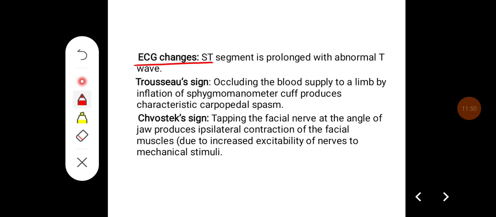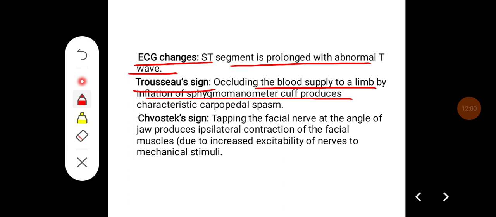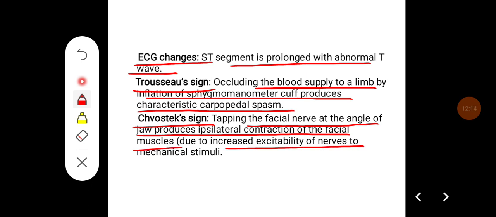There will be ECG changes like the ST segment is prolonged with abnormal T waves. Trousseau's sign: occluding the blood supply to the limb by inflation of a sphygmomanometer cuff produces characteristic carpopedal spasm. And Chvostek's sign: tapping the facial nerve at the angle of the jaw produces ipsilateral contraction of the facial muscle, and this occurs due to the increased excitability of the nerves to mechanical stimuli.